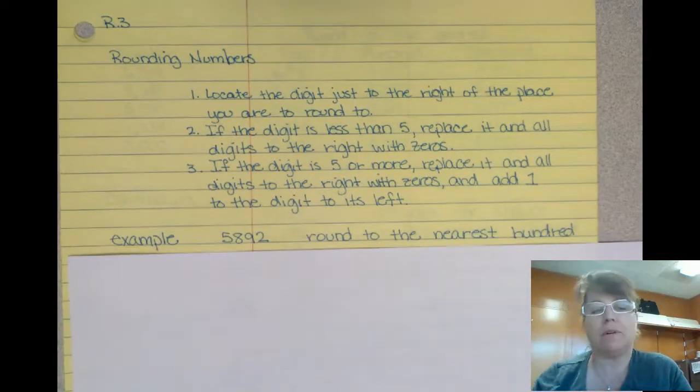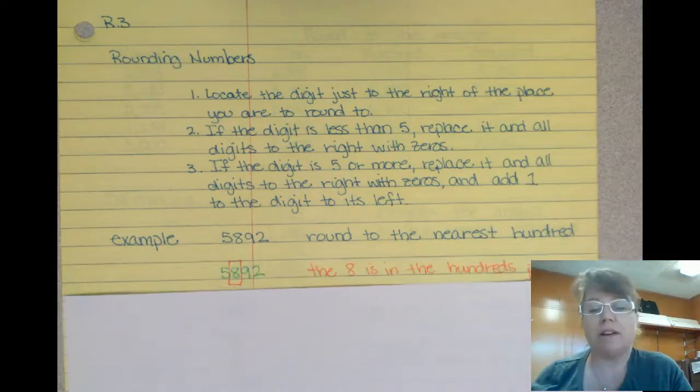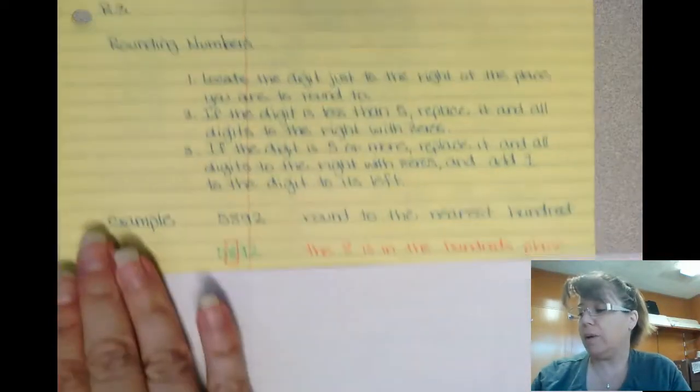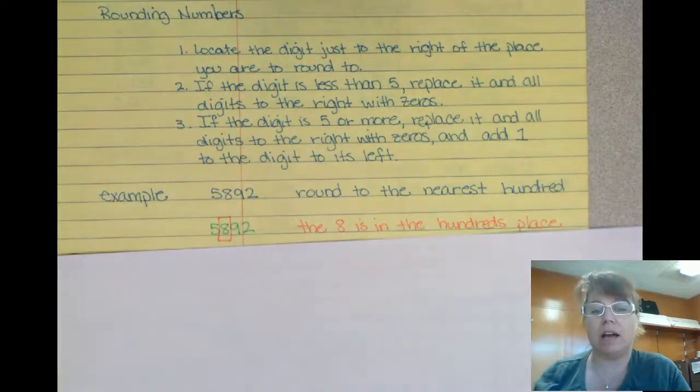So here's an example, 5,892. We want to round it to the nearest 100. First, we need to look at the 100 spot and find it. So 8 is sitting in the 100 spot, but we don't mess with 8 quite yet. We look at what's sitting to the right of it, which is the 9, and now we run this test on the 9.